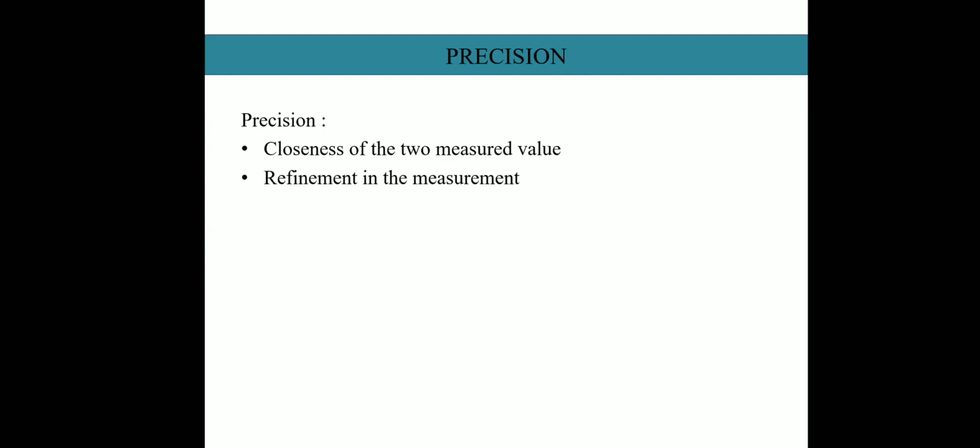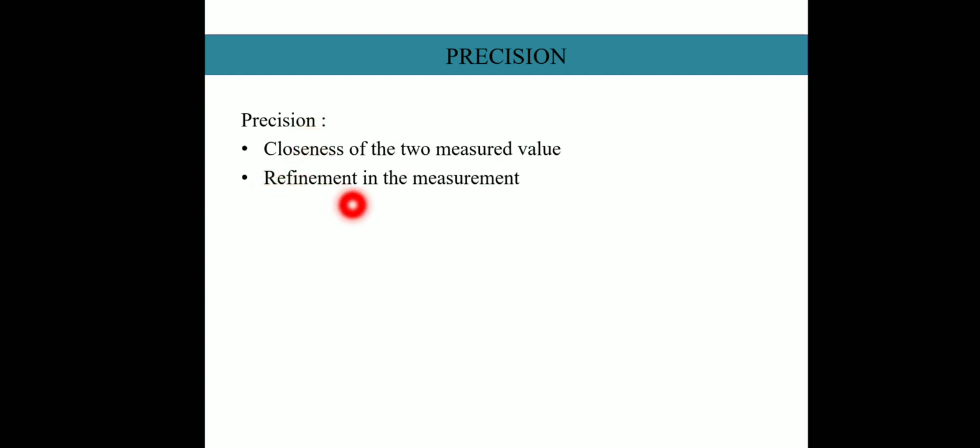Fine. Then next thing is precision. So what is the meaning of precision? Precision means closeness of the two measured values. See, the precision has nothing to do with the actual value. Okay, so first time we have measured, we obtained some value. Second time we have measured, we obtain another value. But if the two values are very close to each other, it may not be the actual value also, then we say that it is precision.